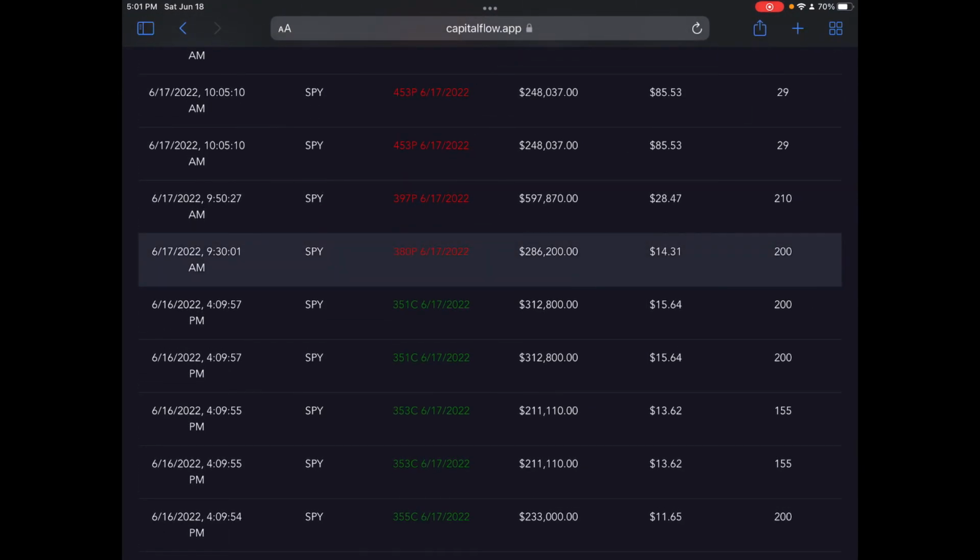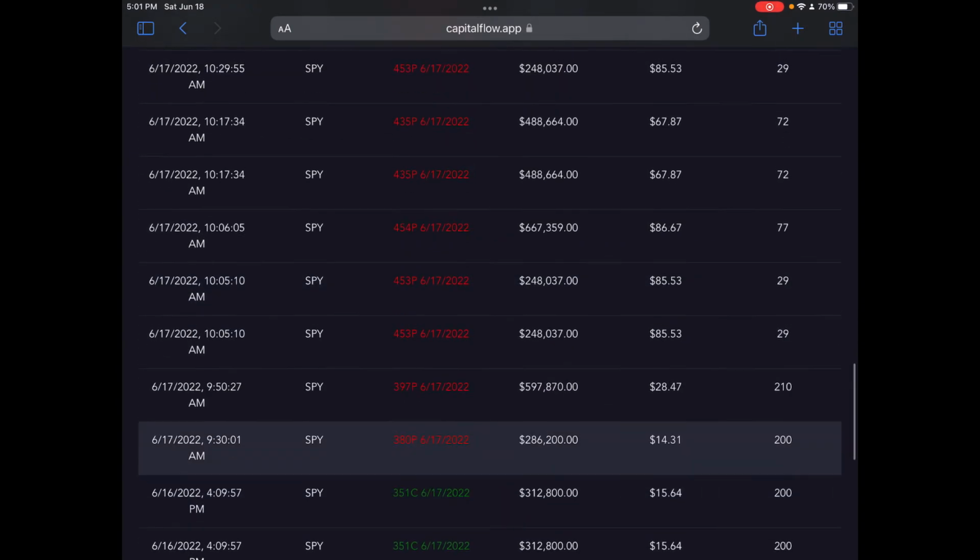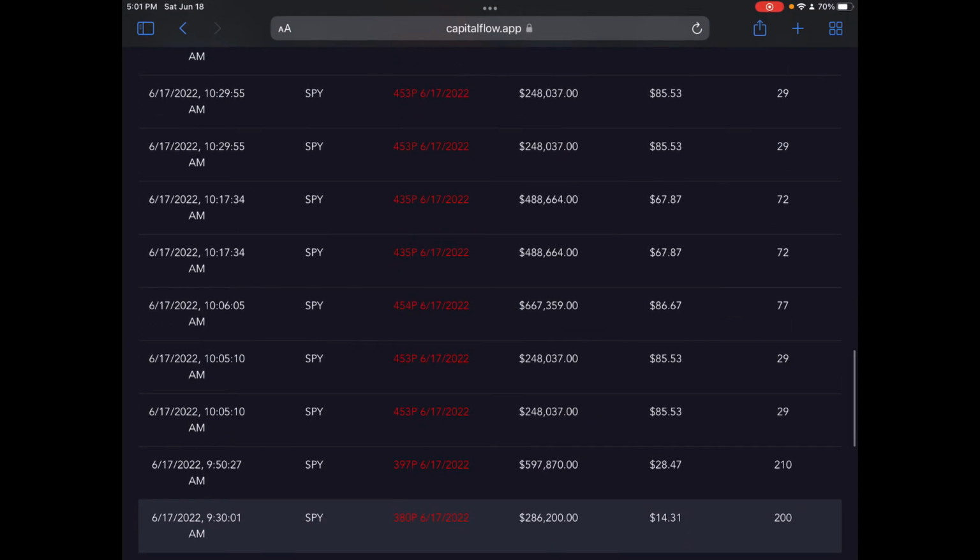So this highlighted order is actually the first order that came in yesterday morning. You can look all the way on the left, you see the time. It came in right at 9:30. Everything before this is 6/16, so that was the day before, right? So boom. The first few orders, you can see it's all puts for SPY. People are buying puts heavy to start the day. So right here at 9:30, we have $286,000 worth of puts being bought.